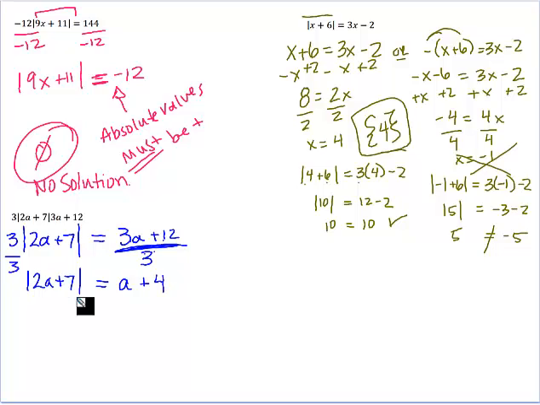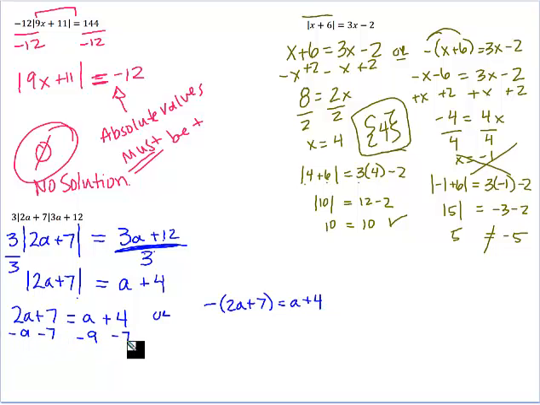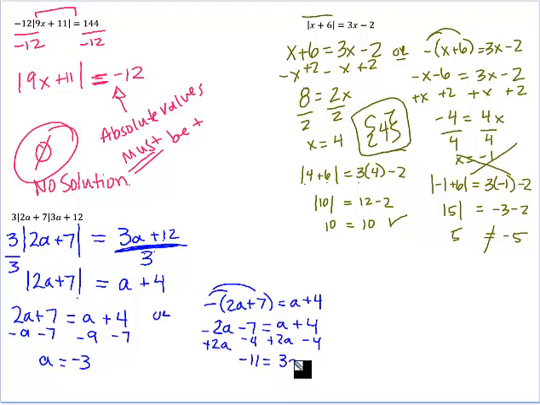Now the absolute value is isolated, so you can write out your two equations. 2a plus 7 equals a plus 4, or negative 2a plus 7 equals a plus 4. And now solve. So here we would subtract the a from both sides and subtract the 7, so we get a equals negative 3. You have to distribute the negative, so negative 2a minus 7 equals a plus 4. So here we'd add 2a and subtract 4. So we have negative 11 is equal to 3a. Divide by 3, so a is equal to negative 11 thirds.